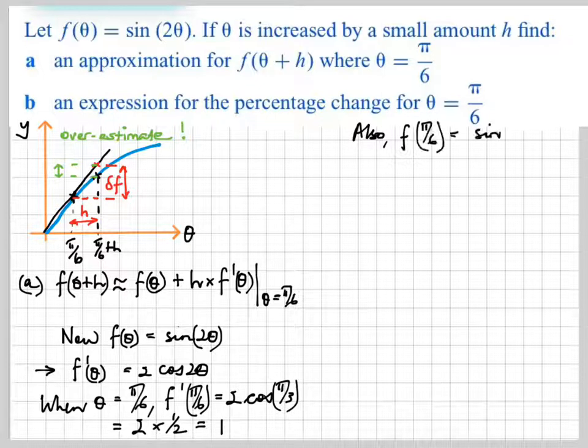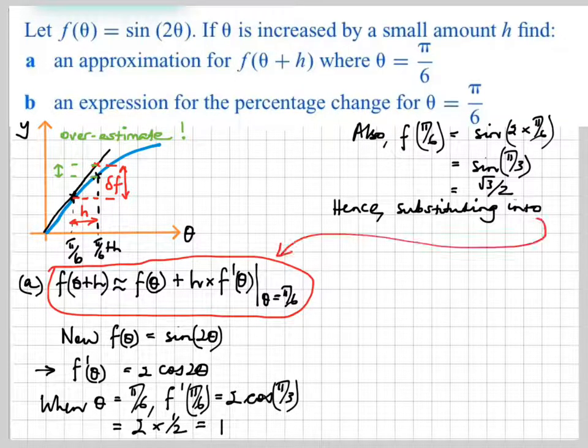Now, we also need to know what the actual value of the function is. Not the gradient, but the actual value when theta is pi on 6, and that will get us sine of 2 times pi on 6, which is sine of pi on 3, which happens to be root 3 on 2. Now I think we've got all our ducks in a row, guys, and I think we can plug and play.